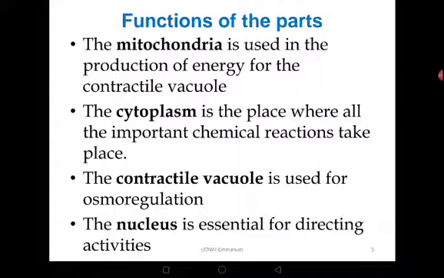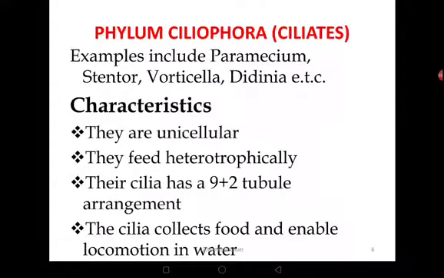And then the cytoplasm, we already said that it's a place where chemical reactions of the cell take place, or metabolic reactions. Then the contractile vacuole, used for osmoregulation, removal of excess water, excess mineral salts from the body, and to maintain the osmotic pressure and osmotic potential of the cell. And then we have the nucleus, which controls all the activities of the cell. So that is phylum Rhizopoda.